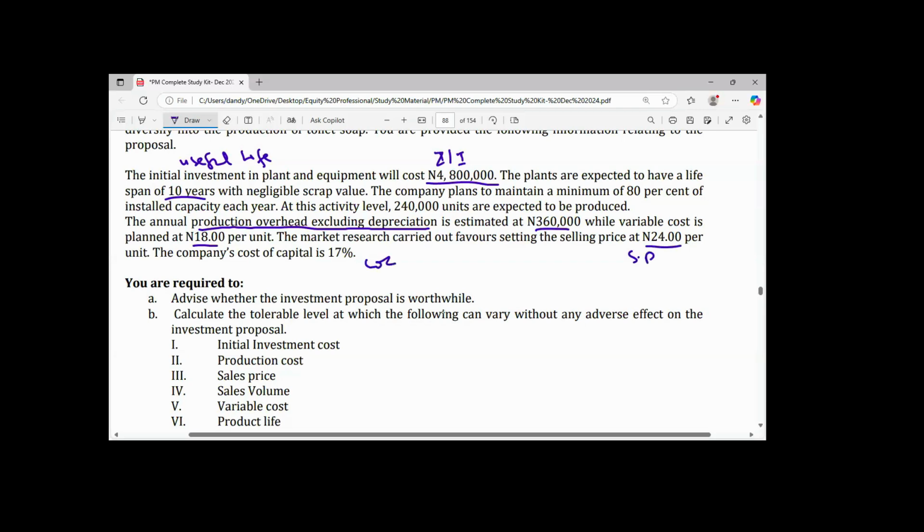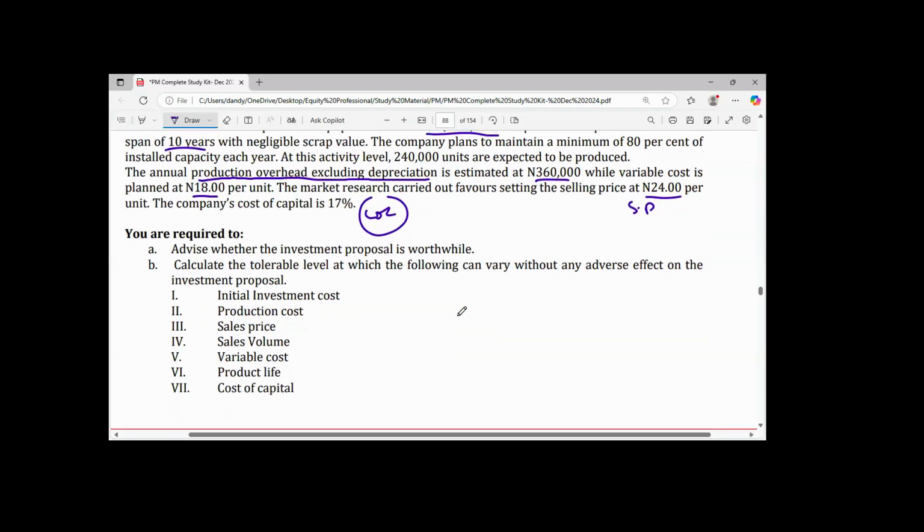You are required to: A, advise whether the investment proposal is worthwhile. B, calculate the tolerable level at which the following can vary without any adverse effect on the investment proposal. So that is the question. In the A part, you are to advise whether the investment proposal is worthwhile, meaning that you are expected to calculate NPV.